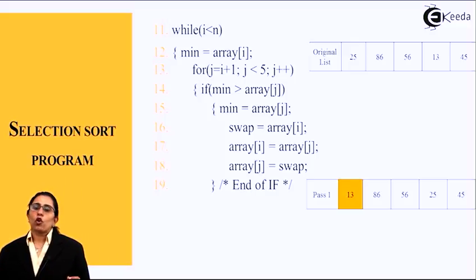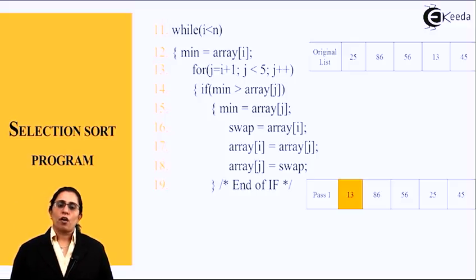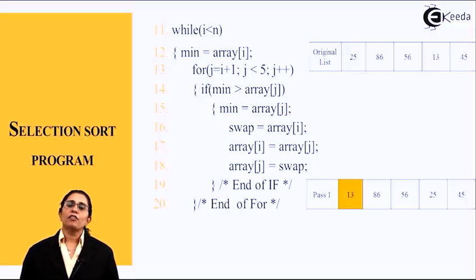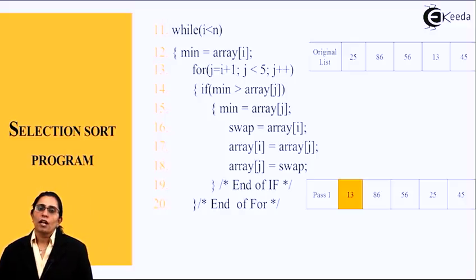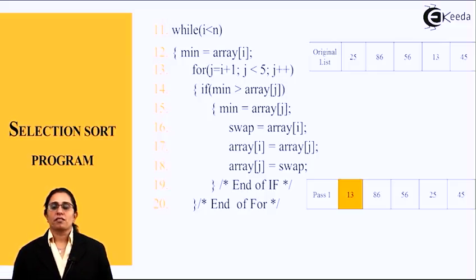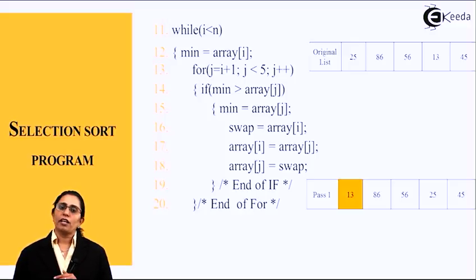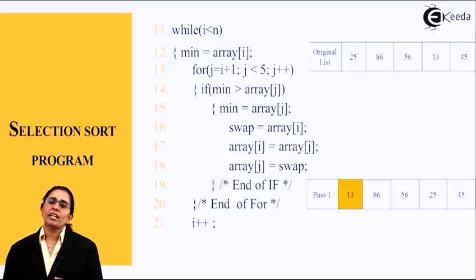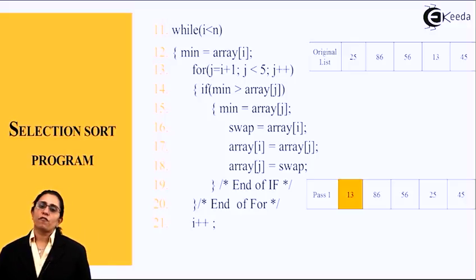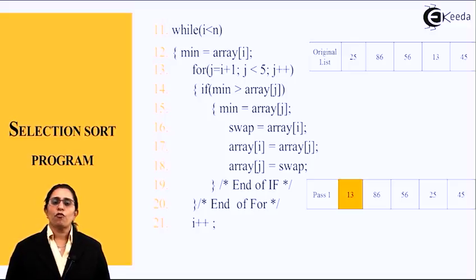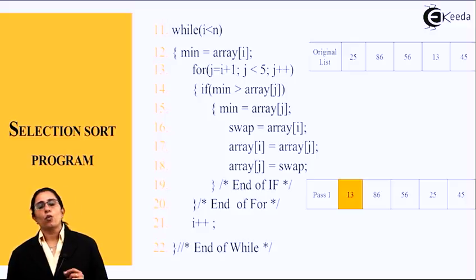Now we have to close all the loops that we had opened. So the next step is end of if, end of for. Now after ending the for loop, what do I have to do? This is only for the first pass, that is for one variable. As I said, if there are 5 elements, my selection sort will take at least 4 passes to sort this list. So I have to increment the value of i, which is given by the statement i plus plus. Here when I increment the value of i, I then have to close the while loop.